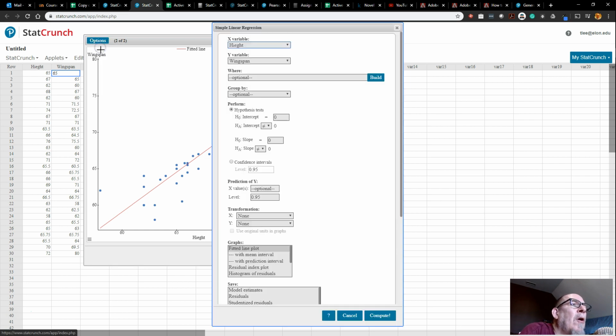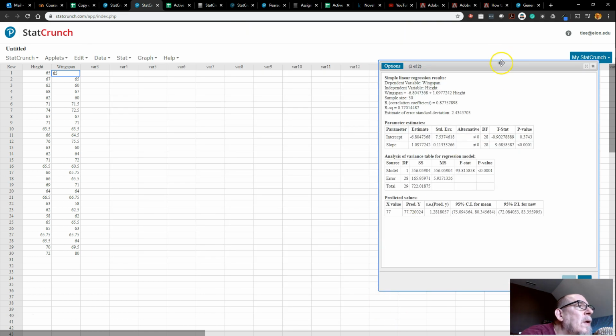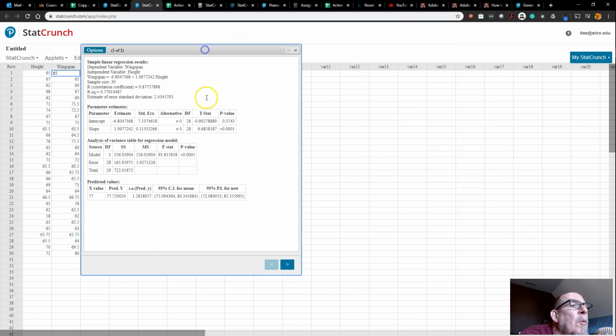Okay, so let's do this. We go into edit on the option. And we come down here and we put in 77. And let's compute and see what do we get. Okay, just moving this over. What do we get? It says that my wingspan should be almost 78 inches. So this really just confirms that your reach on your arms, this is what I'm doing with my arms, is about your height. Okay?